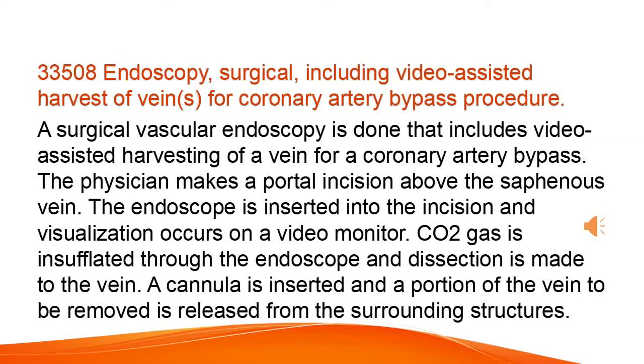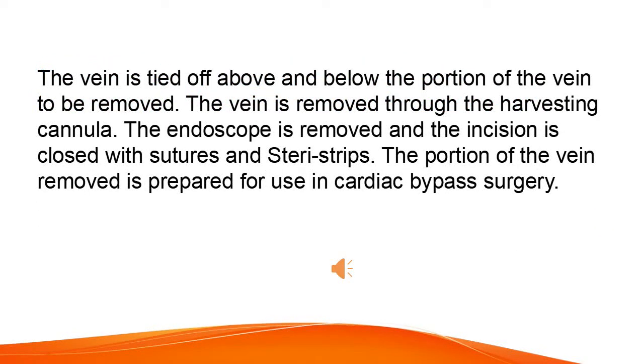CO2 gas is insufflated through the endoscope and dissection is made to the vein. A cannula is inserted and a portion of the vein to be removed is released from the surrounding structures. The vein is tied off above and below the portion of the vein to be removed. The vein is removed through the harvesting cannula. The endoscope is removed and the incision is closed with sutures and strips. The portion of the vein removed is prepared for use in cardiac bypass surgery.